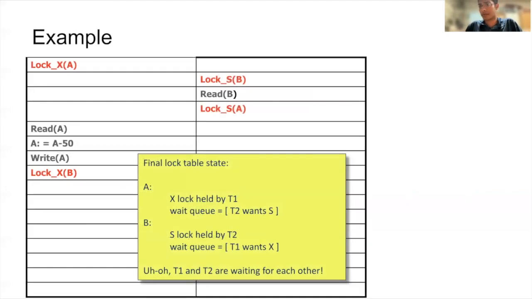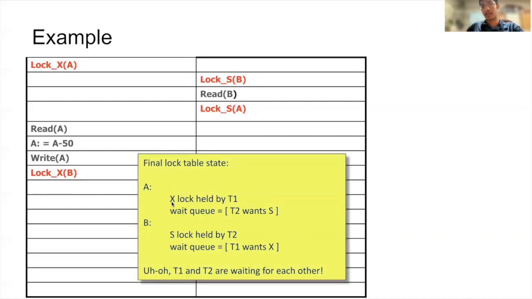Now let's bring up an example here to segue into the next part of our lecture. Let's say that T1 is going to get an X lock on A, and then T2 gets an S lock on B. T2 then reads B, and then T2 wants an S lock on A. And so T2 says, okay, well, I have to wait for T1 now. Meanwhile, T1 goes about its business. It reads A, it updates A, it writes A, and then it's going to try to get an X lock on B. Now, here's what the lock table looks like.